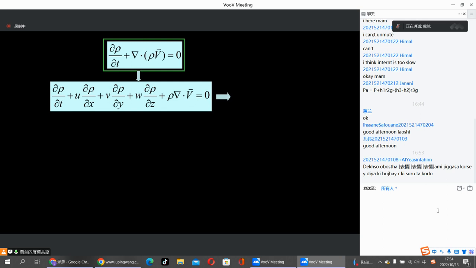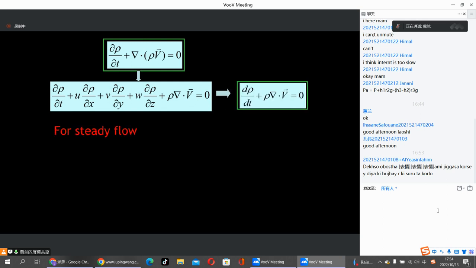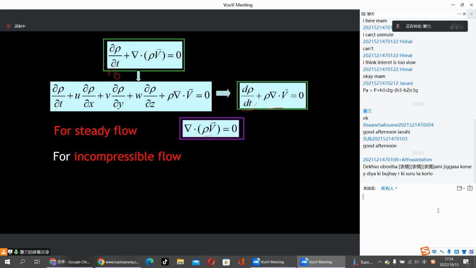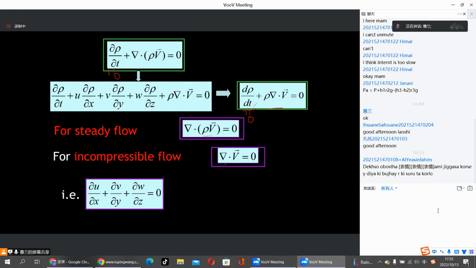So for this equation, we can write it down in different ways. We can write it down like this with the total derivative. For steady flow, that means the local derivative will equal 0. So we will get the mass flow rate, for which the sum will equal 0. And for incompressible flow, we know incompressible flow corresponds to d rho dt equal to 0. The particle density will not change with time. And if rho is a constant, we will have du dx plus dv dy plus dw dz equal to 0.